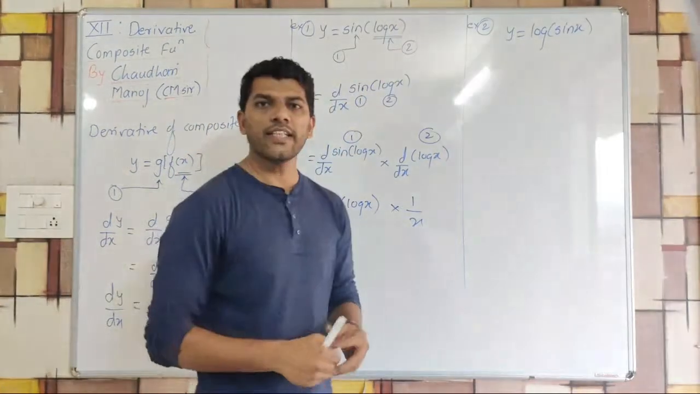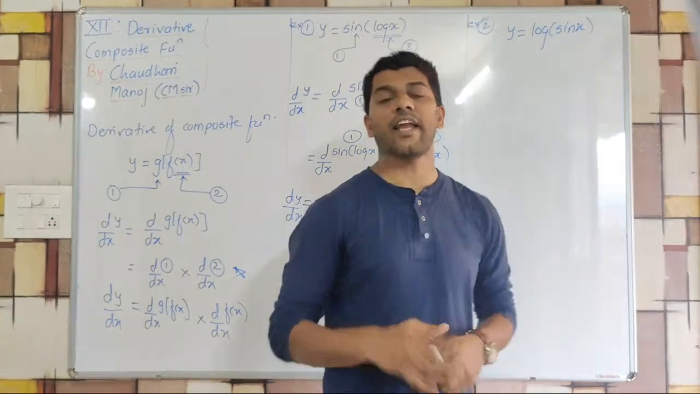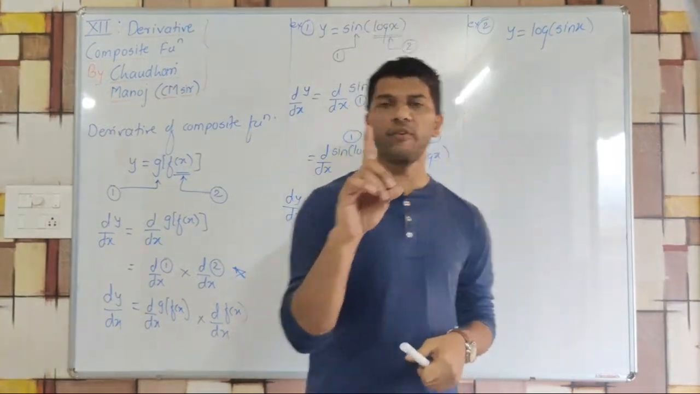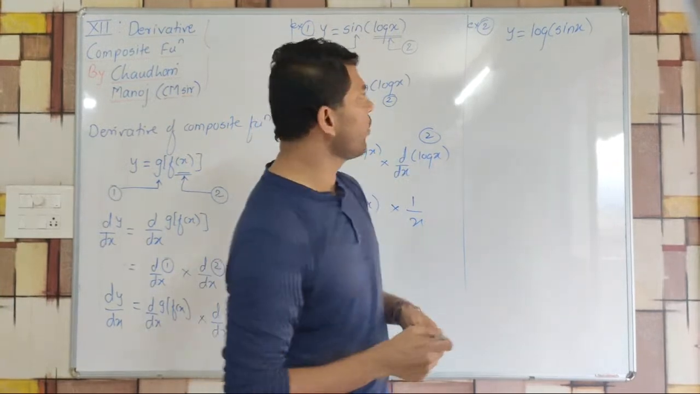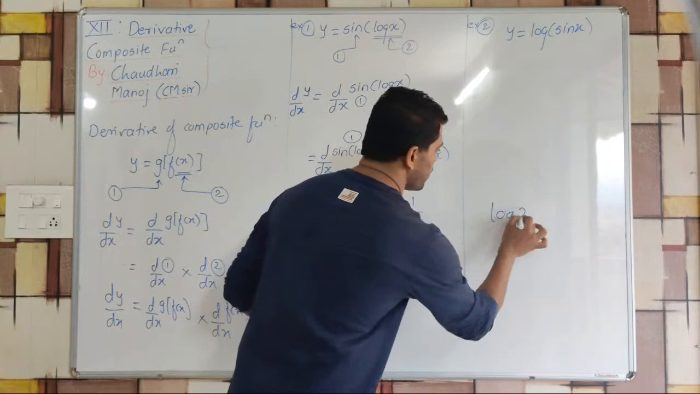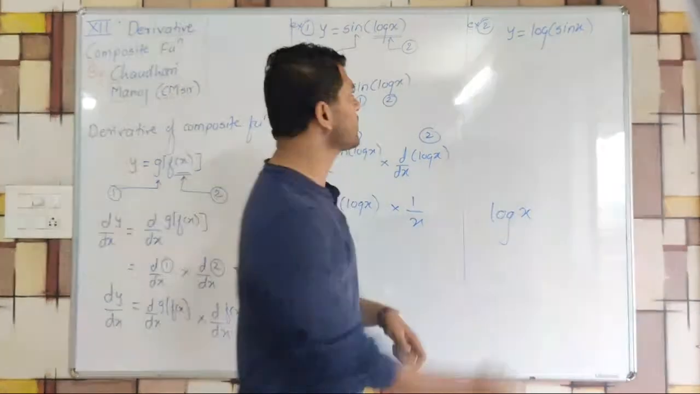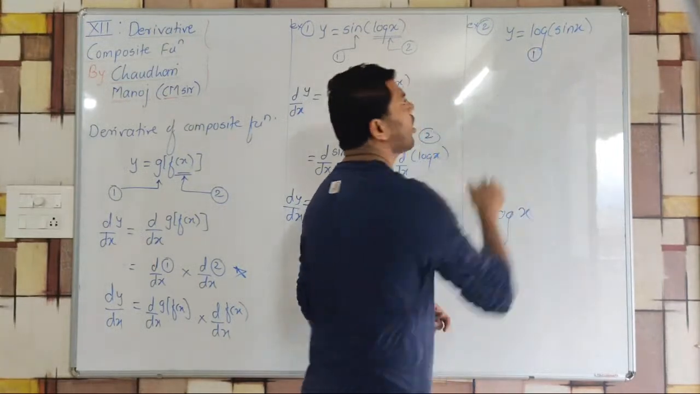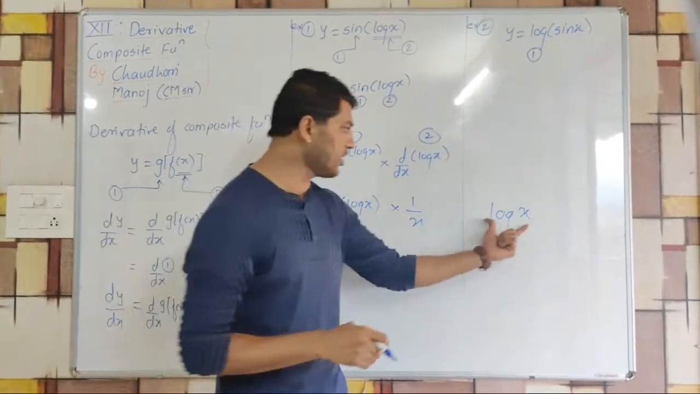Let's see the next example, which is y is equal to log of sin x. Before taking the derivative, first of all assign 1 and 2. So let's assign 1 and 2, starting with the original function. Understand, friends, the original function is log x. So assign 1 to this log.